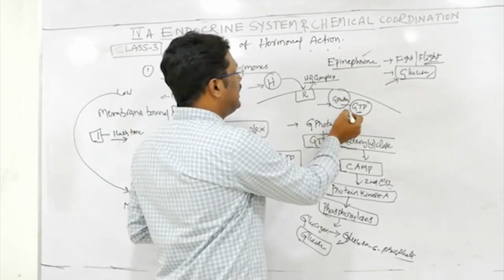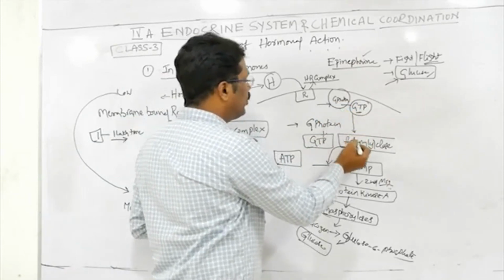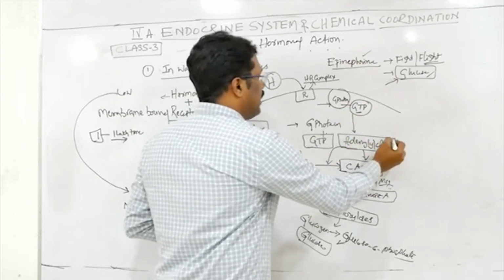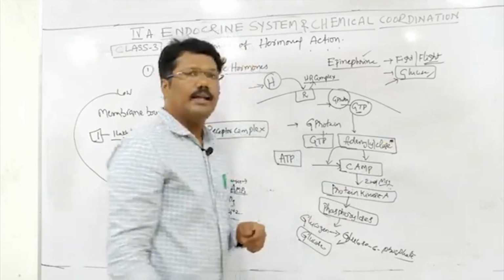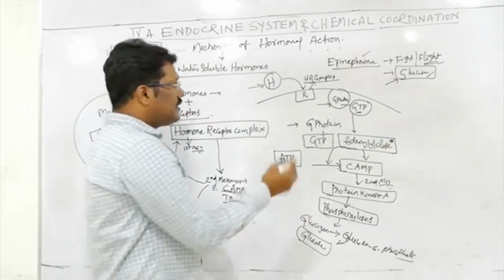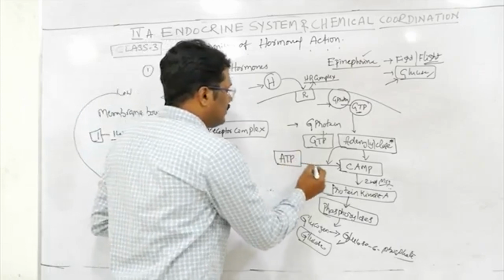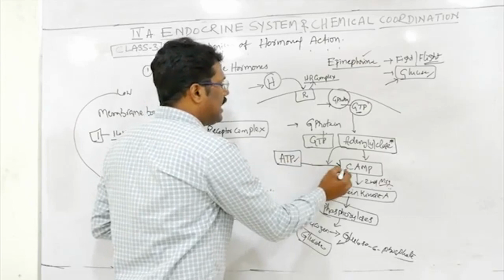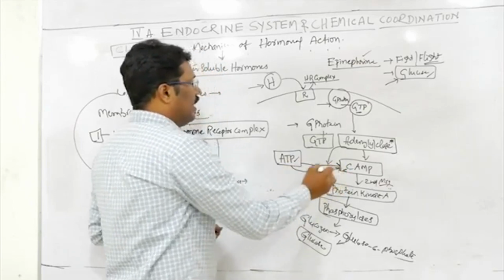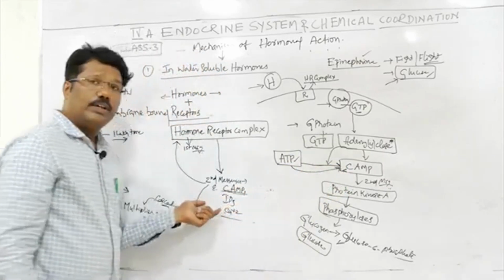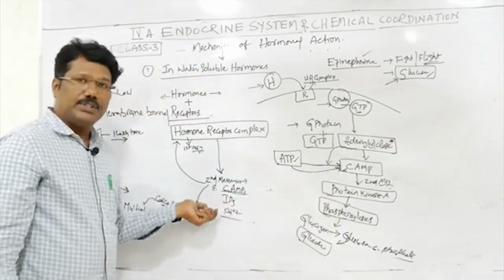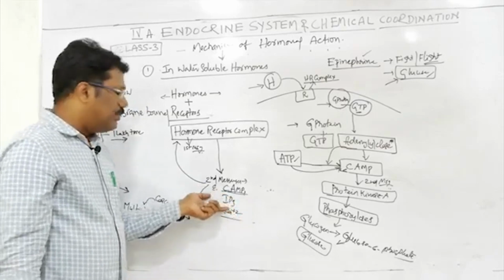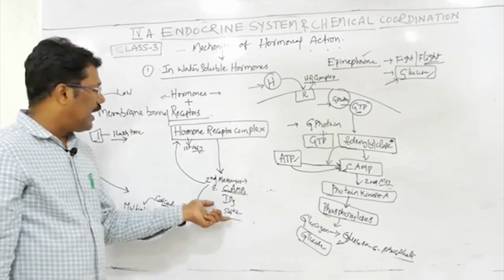and attachment of GTP with G protein activates another enzyme called adenylyl cyclase, and this adenylyl cyclase will initiate the formation of cyclic AMP from ATP. And cyclic AMP, as I have already told, is a second messenger, and some other second messengers are the IP3 or inositol phosphate and calcium ions.